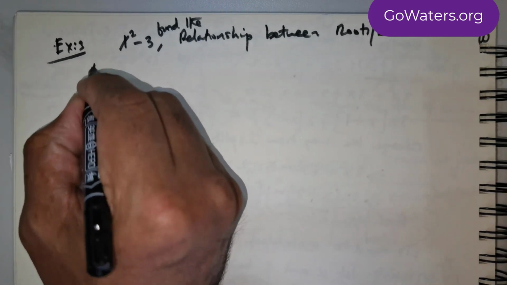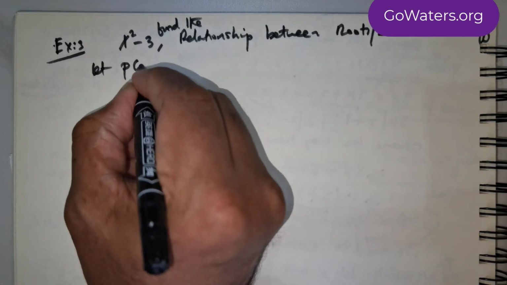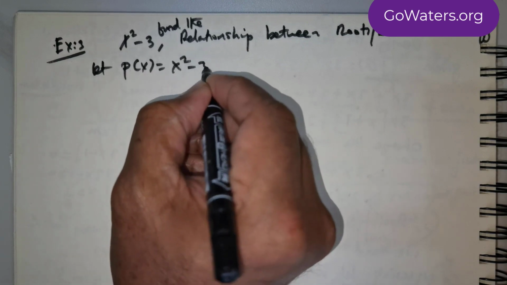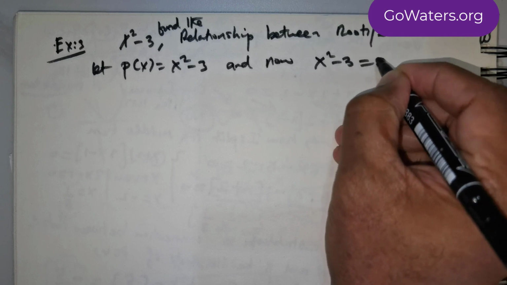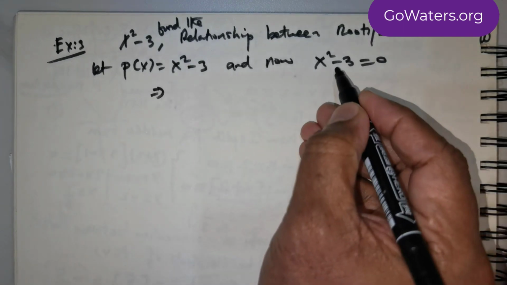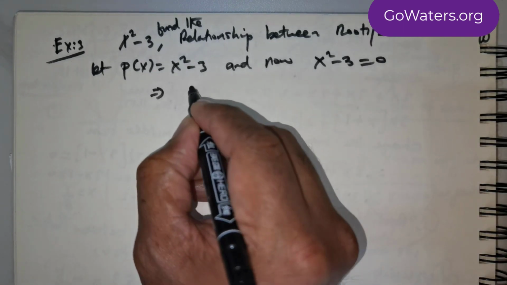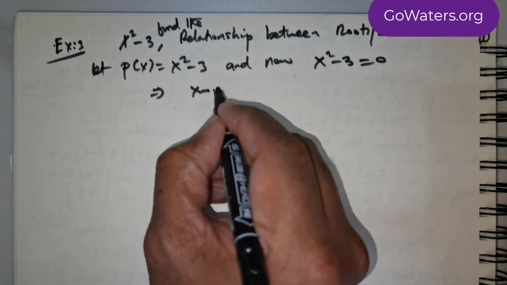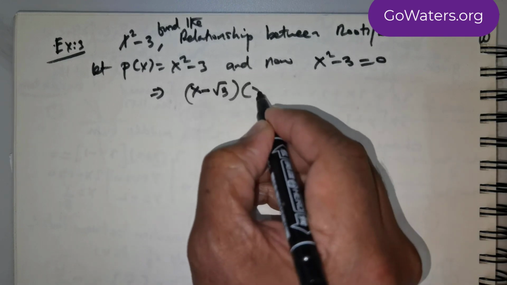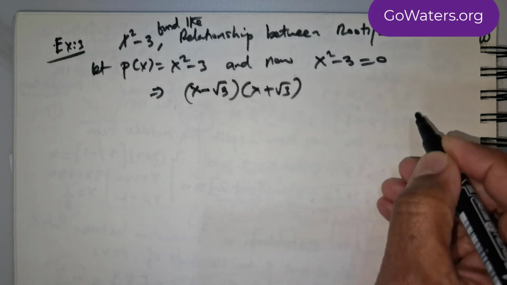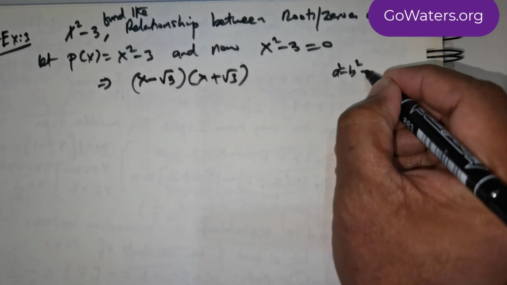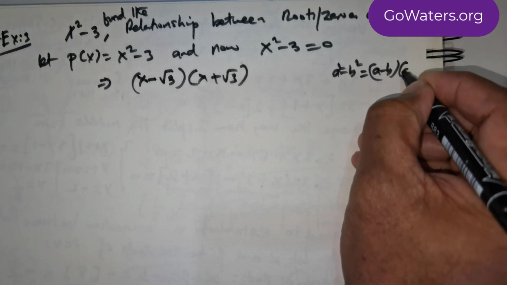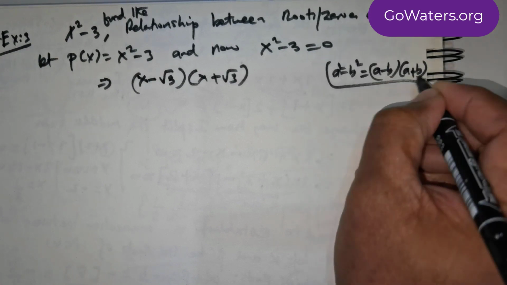Now what I wish to do is, this is given that p of x is equal to x squared negative 3, and let us take x squared negative 3 is equal to 0. This means I can write x squared negative 3 as x negative root of 3 multiplied with x positive root of 3. Now how am I able to write this? Remember, a squared negative b squared is a negative b times a plus b.